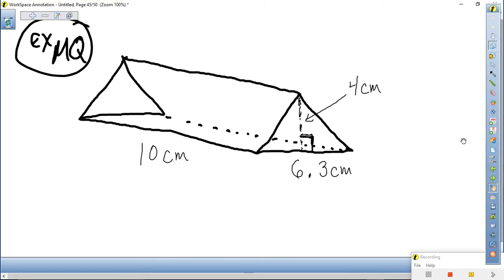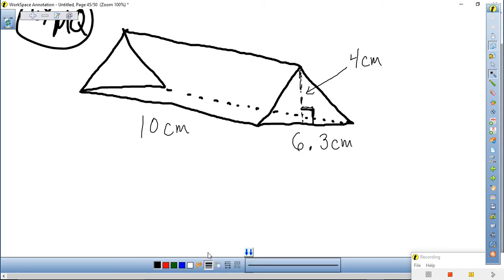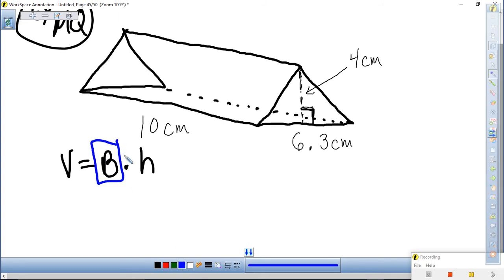All right, so let's find the volume. So we're going to write what? V equals B times height. What do we need to figure out first? The area of the base. So, what is the formula to find the area of this base? Tell your neighbor, please.